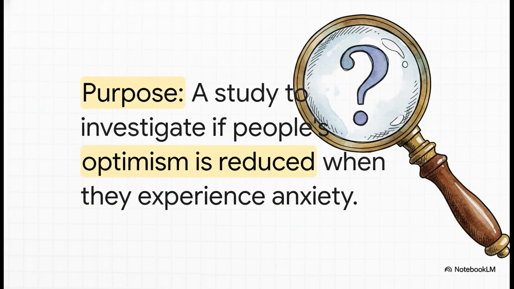All right, let's start at the beginning. The very first sentence tells us the purpose of the study. It says the study was designed to investigate the possibility that people's optimism is reduced by anxiety. So right there, we have a clear answer to the question, what is the study about?